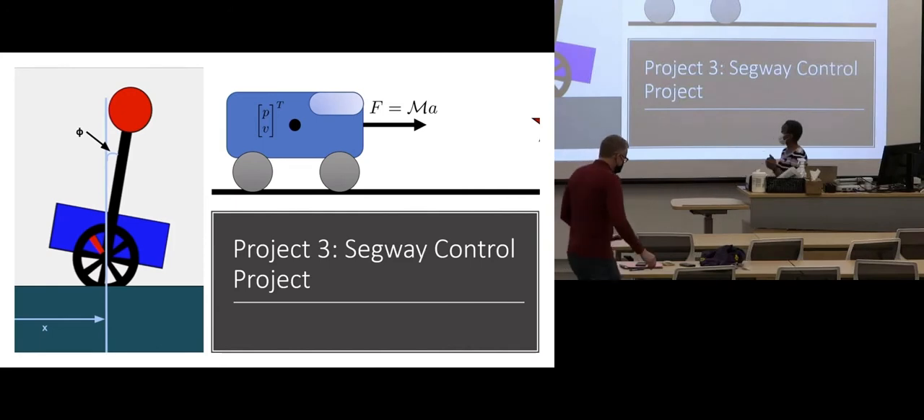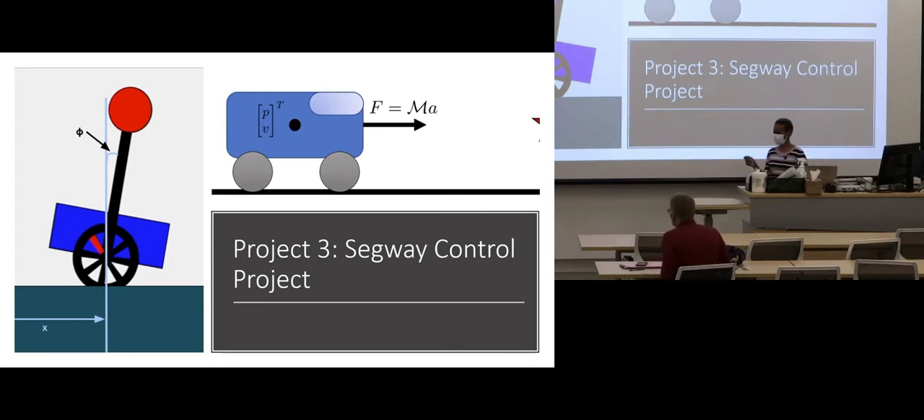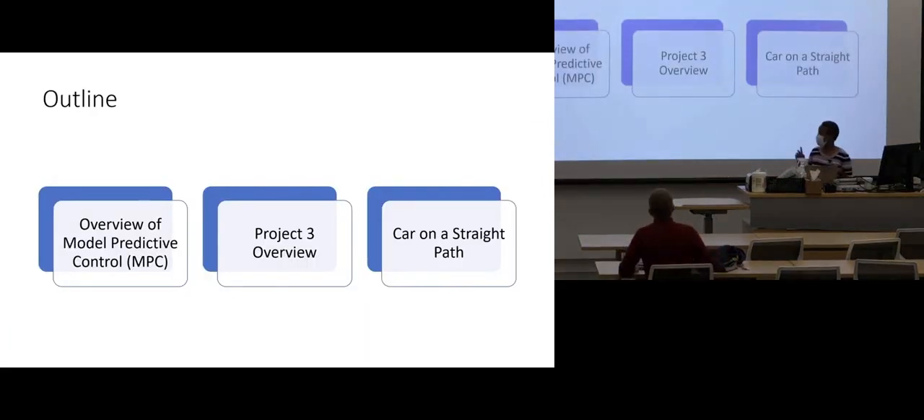So yeah, today we'll be talking about Project 3, the Segway project. How many of y'all have actually opened up the document for the project? It's okay if no one has. That's why we're here. So the outline of the talk will be, first of all, going over model predictive control, because this is sort of what Project 3 gets at, and then going over a quick overview of what Project 3 is, and then a simple problem to sort of help y'all get started on Project 3.